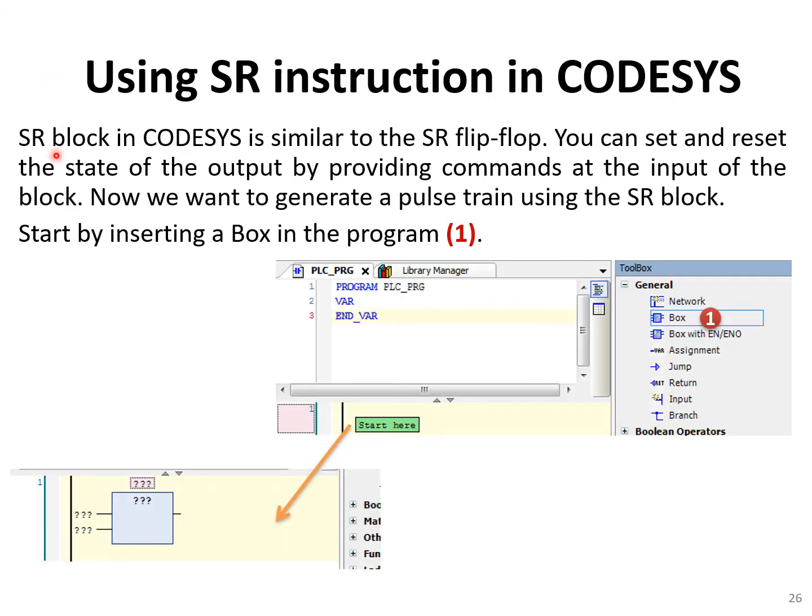Using SR function in Codesys. SR block in Codesys is similar to the SR flip-flop. It can set and reset the state of the output by providing commands at the input of the block. Now we want to generate a pulse train using the SR block. Start by inserting a box in the program. Okay, so we want to create the pulse train using SR instruction. We start by placing the box.